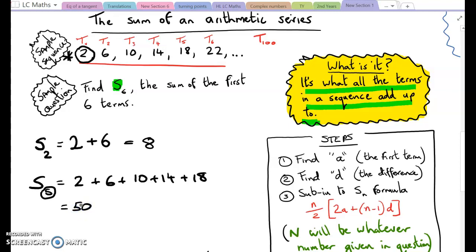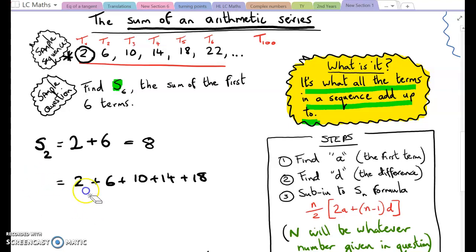Okay, so we're not trying to predict the next number in the sequence here. That's not what the sum, or Sn, is about. It's what do they add up to? That's what these questions are about. If you were to add all of them together, what would you get?